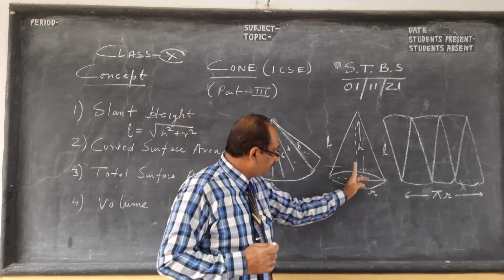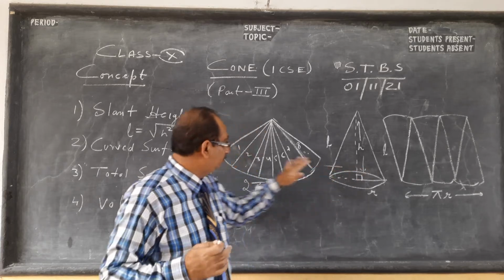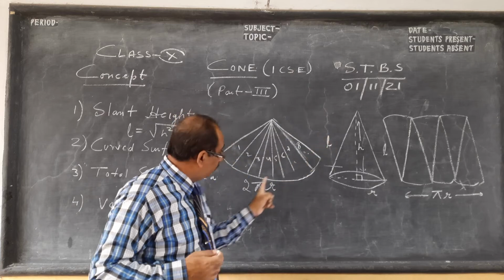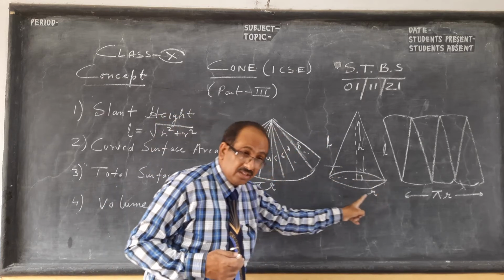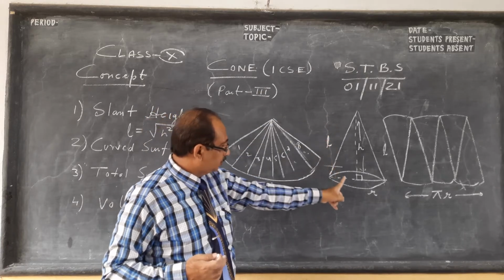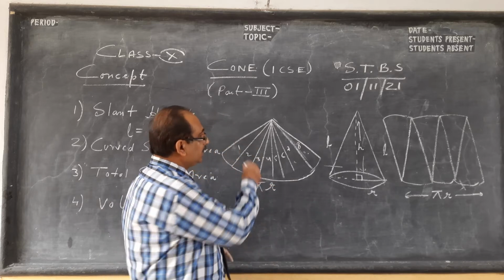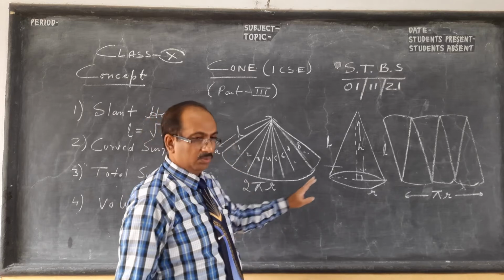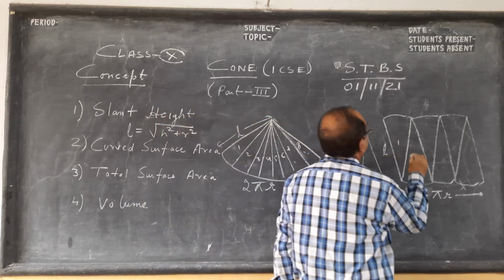So we cut it and open it. You can try this experiment at home, you will get something like this. This is not a full circle, this is 2 pi r. This won't be a full circle. So you will get it like this, and the radius will be the slant height of the cone. Now, what we do, we cut this into 8 pieces and arrange them here like this.